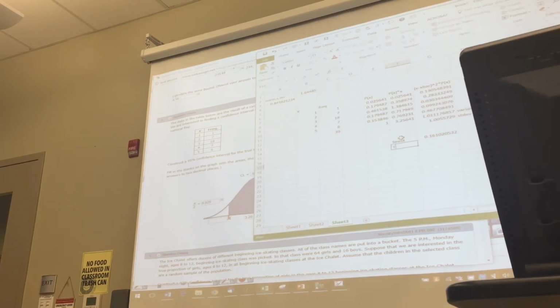Then I want to look at my t-table. My t-value for 38 degrees of freedom, which we said was what? 2.021. So to get my error bound margin, what am I going to do?